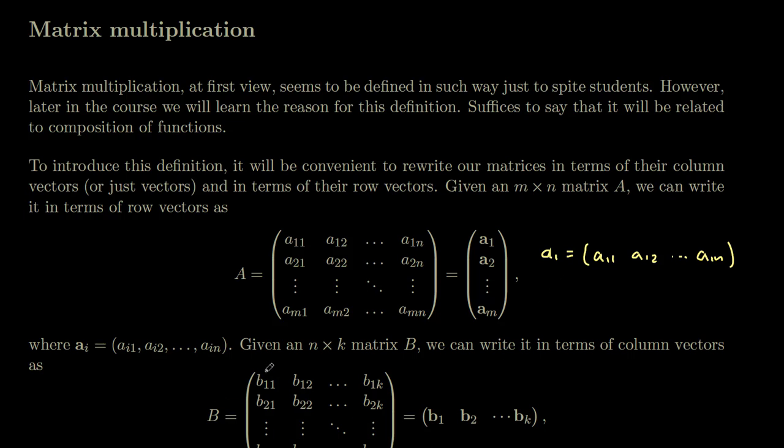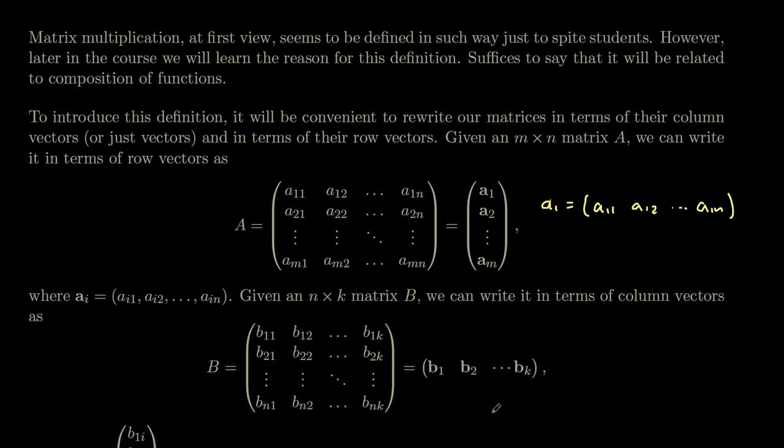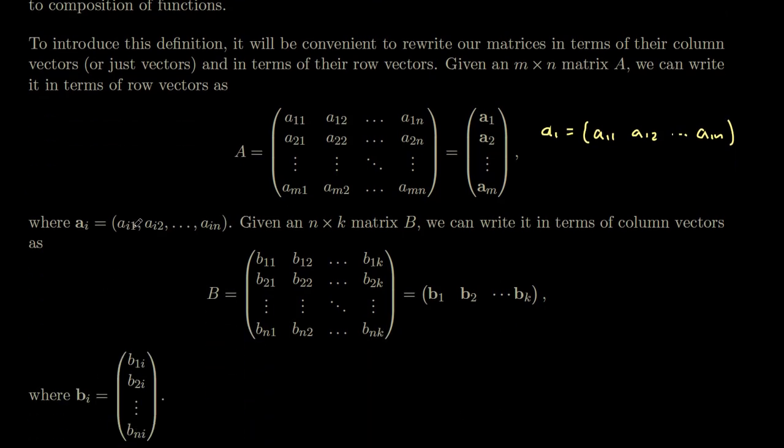You can do the same with the columns. You can write the matrix B as an n by k. Then you have n rows and k columns, and then you're going to have your k column vectors. And here I had written it here, you see. And you would have right there your column vector, so just collecting them.